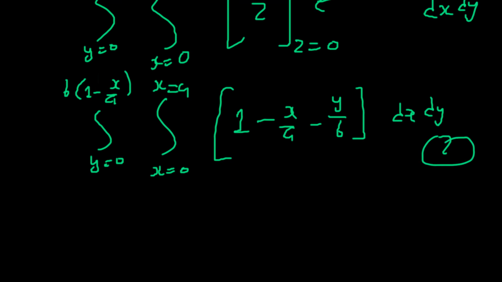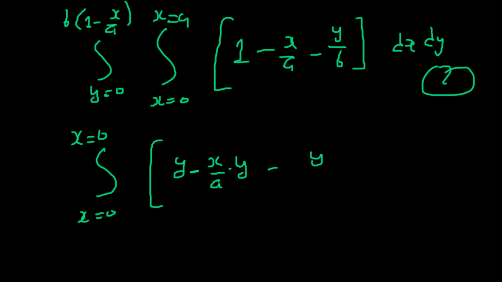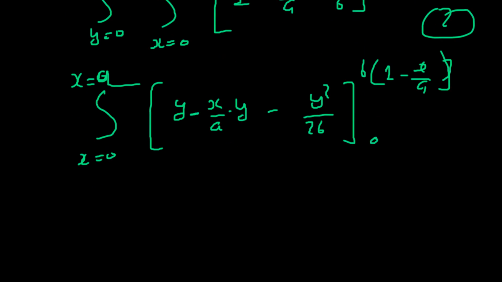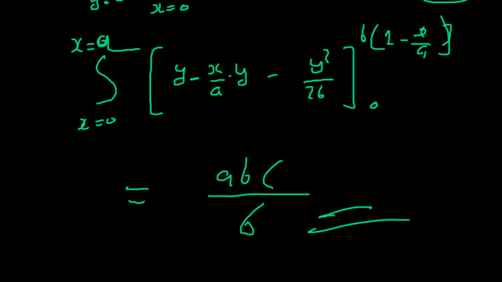Now second is y. So on integrating it with y, it will be y minus (x by a)y minus y squared by 2b. The limits are 0 to b(1 minus x by a). So now we're going to put this limit here, and afterwards we're going to put the limit of x. So at the end, the answer will be abc upon 6. That is the answer we are going to get.